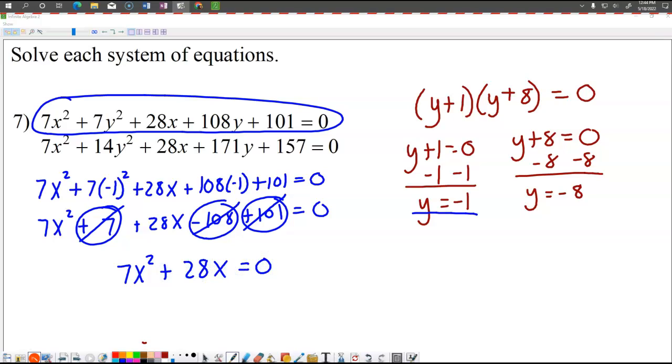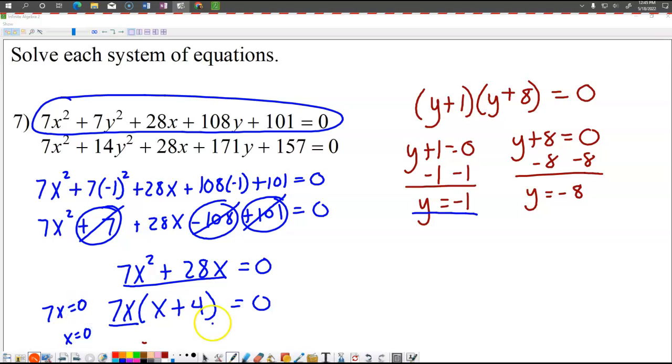And now I would solve this. Now, how would you solve this equation? That's not a box method problem. How would you factor that? That's a GCF problem. I could take a 7x out. So if I do 7x equals 0 and solve, I get x equals 0. And then if I do x plus 4 equals 0 and solve, I get x equals negative 4. So when y equals negative 1, I get two different values of x. I get 0 and negative 4.